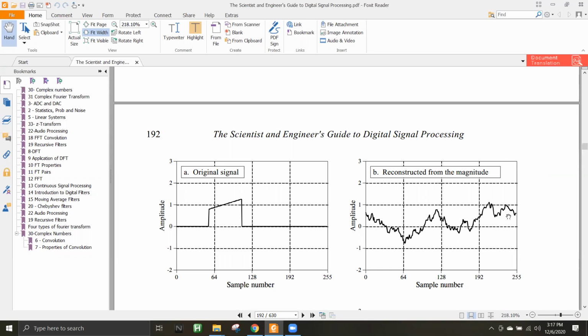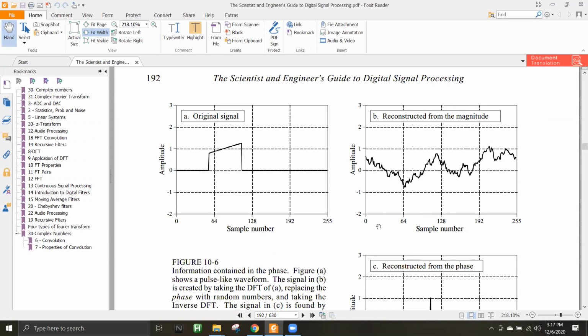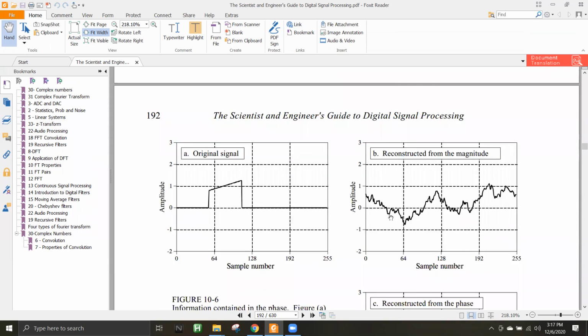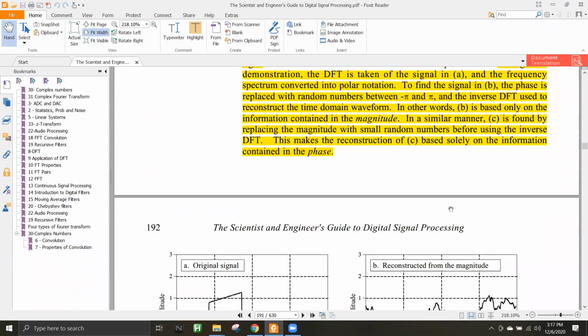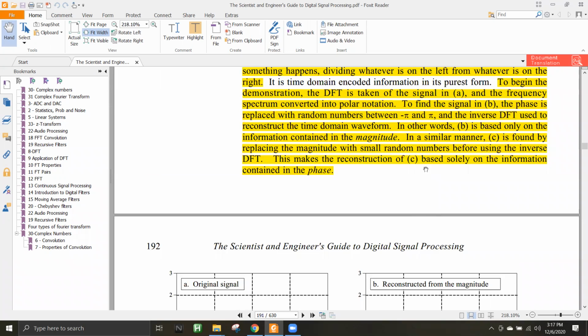Okay, so this one contains no information about this, as you can see, because this was obtained only from the magnitude. So only taking the magnitude gives you something like this, which is nothing close to this signal. But the other one, for C, this C was generated using the phase information and not the magnitude.